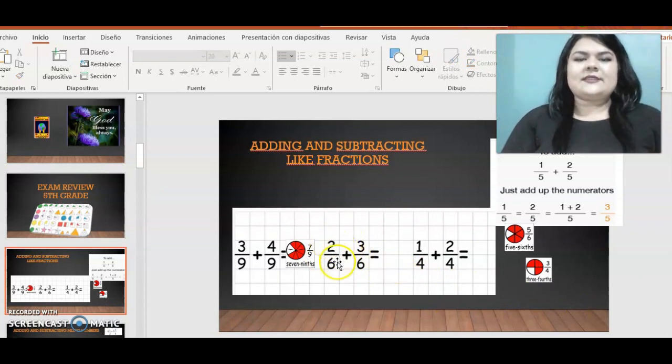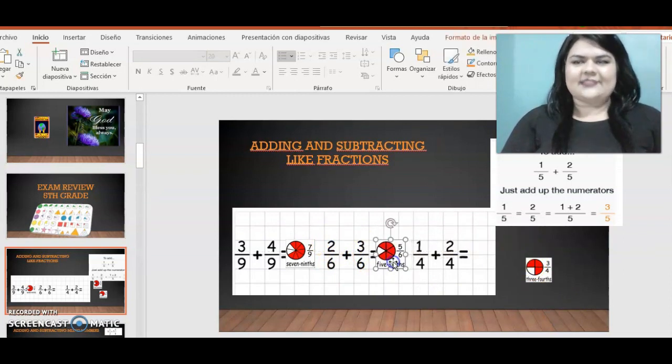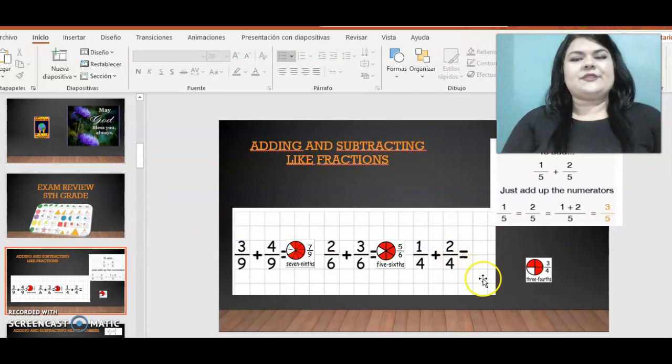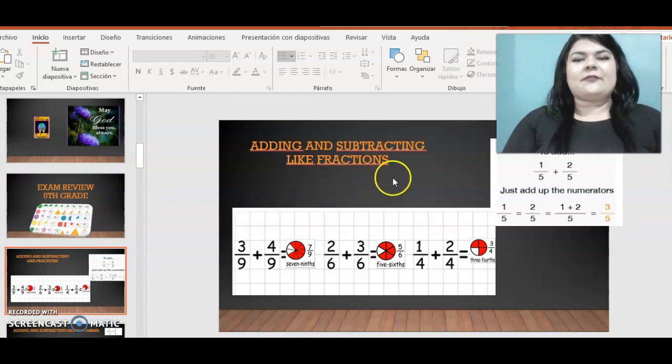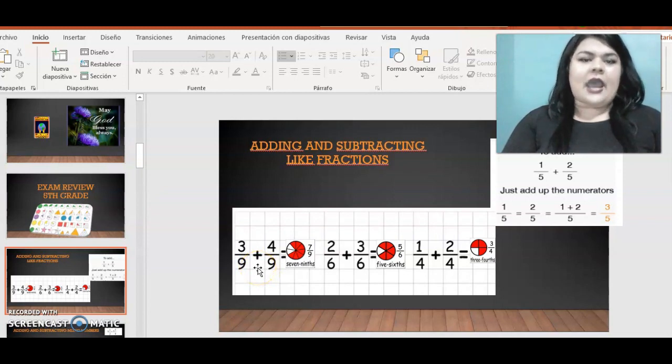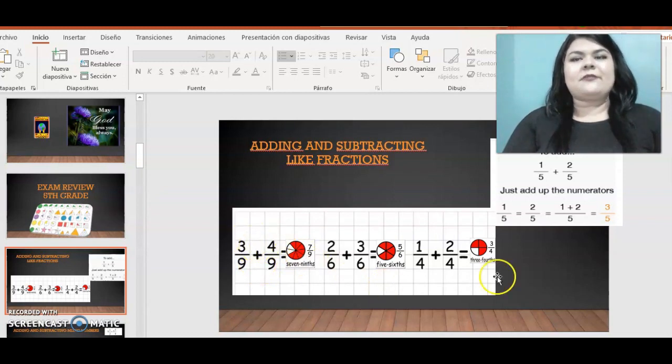Next exercise, 2 sixths plus 3 sixths equals 5 sixths. That's right. You remember, right? Now, 1 quarter plus 2 quarters equals 3 quarters. You see? Adding and subtracting like fractions is pretty easy because as I have the same denominator, I just add up the numerators and simplify if it is possible. If not, I cannot.